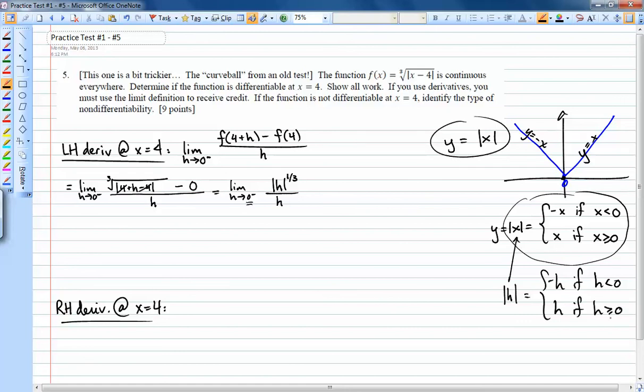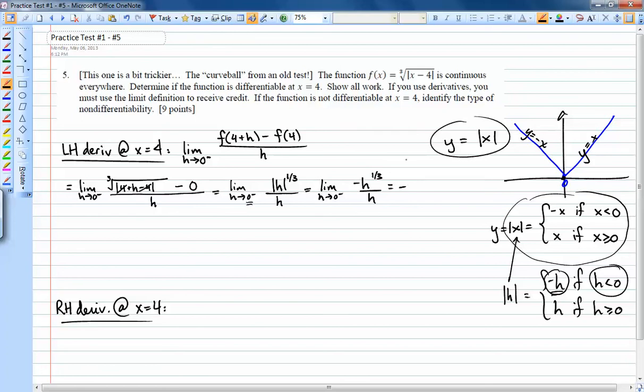Okay, so I'm really to the left of 0 here. That's this. So the absolute value of h can be replaced with negative h. Absolute value of h, if h is less than 0, is really equal to just negative h. So instead of absolute value of h here, I'm going to write negative h to the 1/3 all over h.